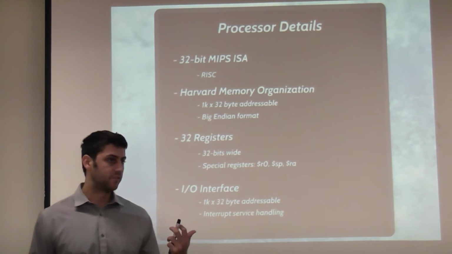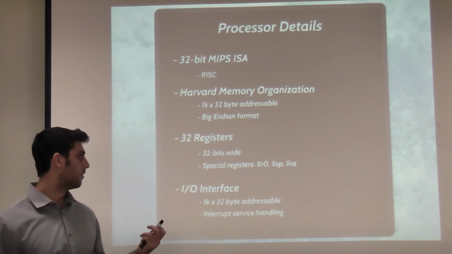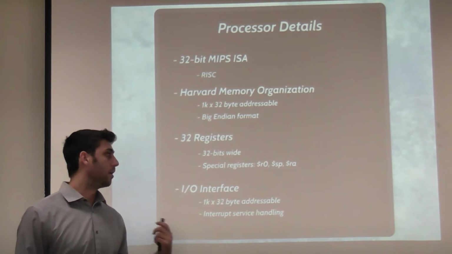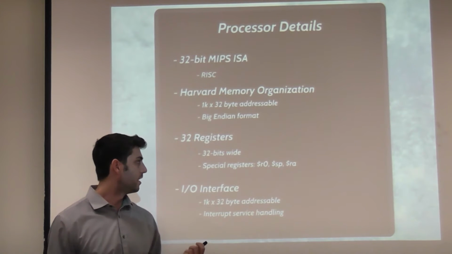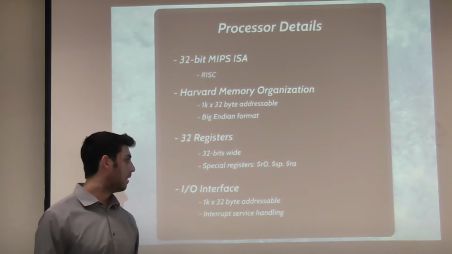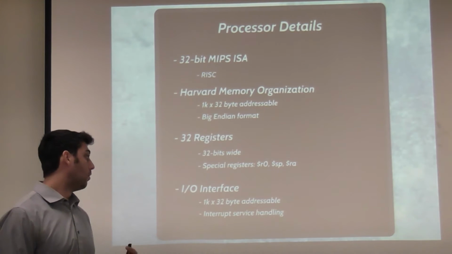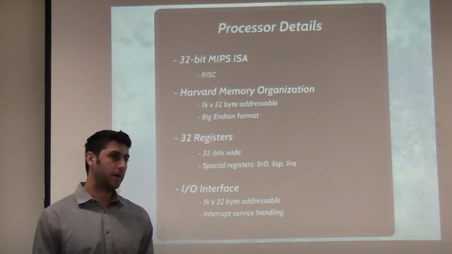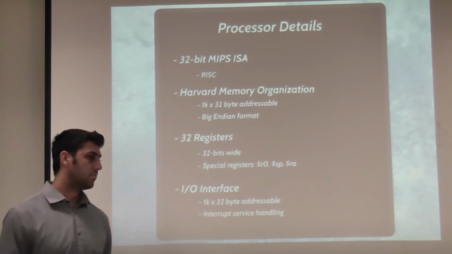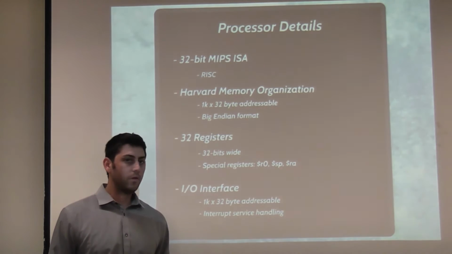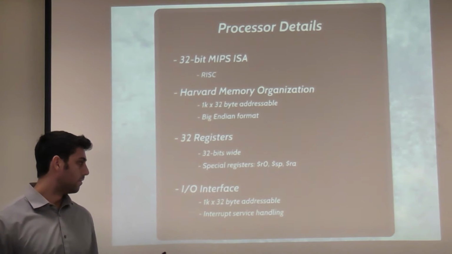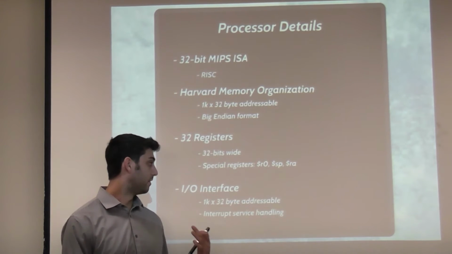There are 32 registers in the register file. Each of these are 32 bits wide. There are a couple of special registers like R0, the stack pointer, and return address. All the other ones are available to the user. And there is an I/O interface, which is great. You can talk to any input-output device, and there's also interrupt service routines, so that we don't have to poll for any sort of input-output. That is all handled between the device and the CPU.